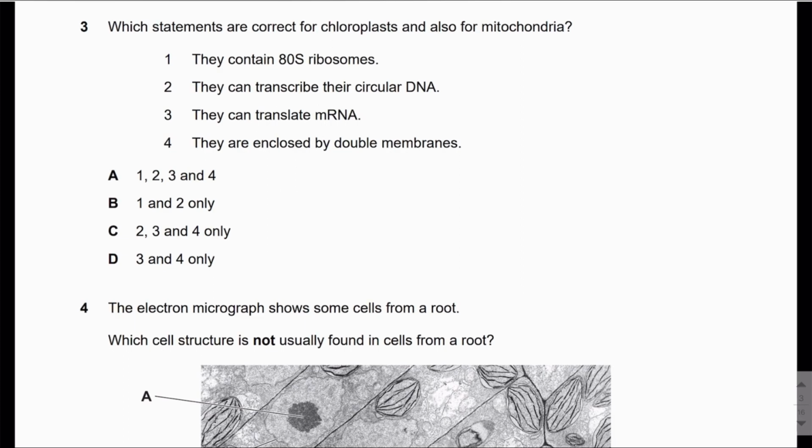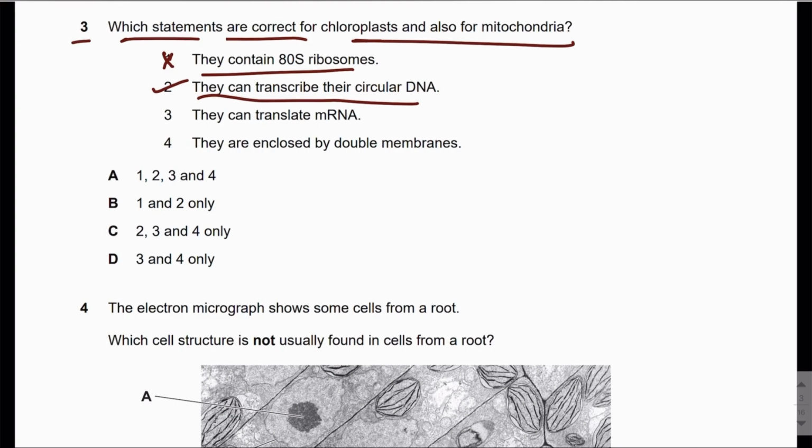Which statements are correct for chloroplasts and also for mitochondria? They contain 80S ribosomes. No guys, chloroplasts and mitochondria contain 70S ribosomes. They can transcribe their circular DNA. This is true. Both chloroplasts and mitochondria have circular DNA, and transcription of circular DNA can occur in these organelles, because these organelles contain RNA polymerase enzymes, and they can transcribe their circular DNA.